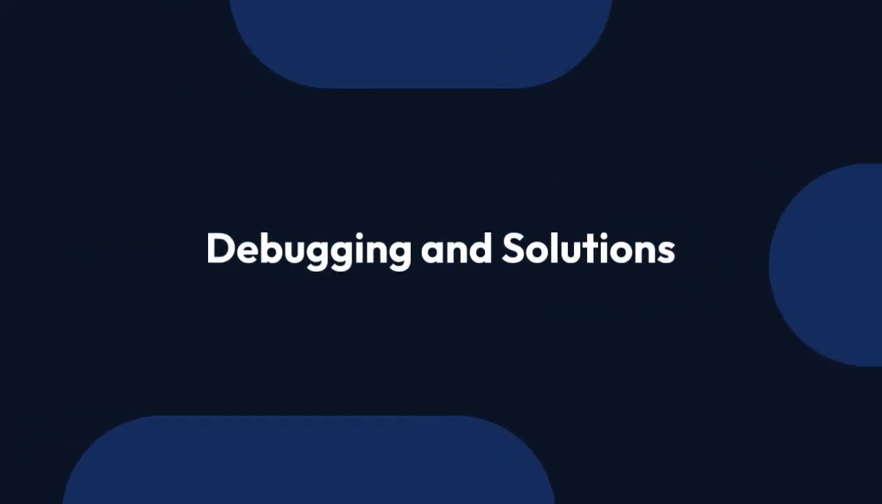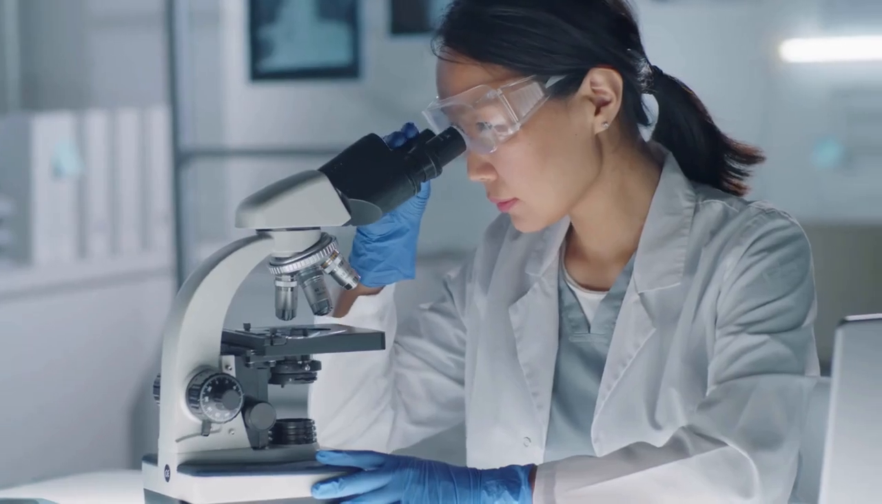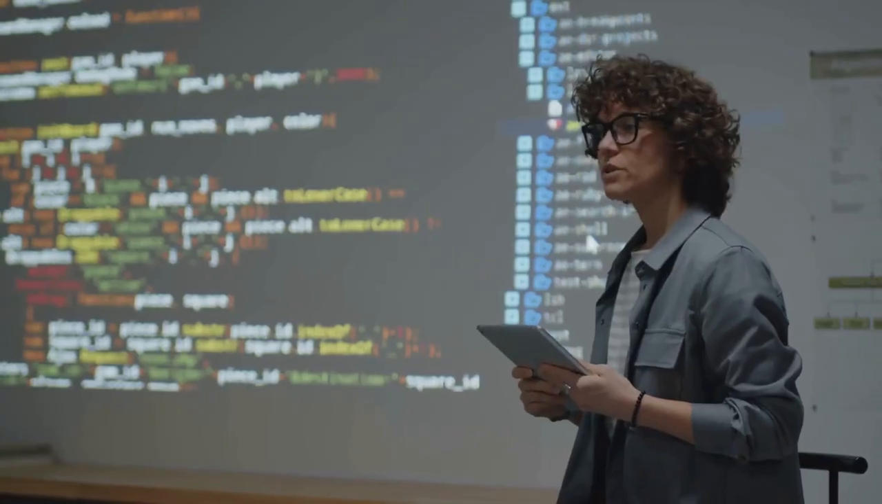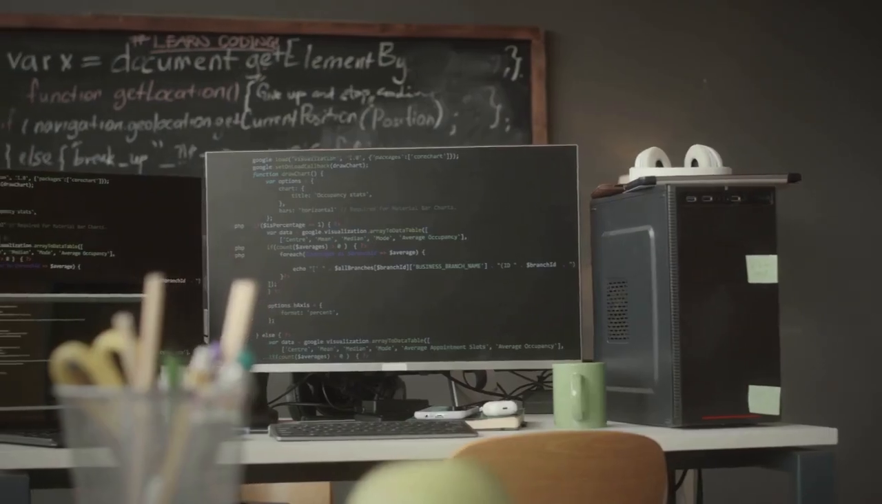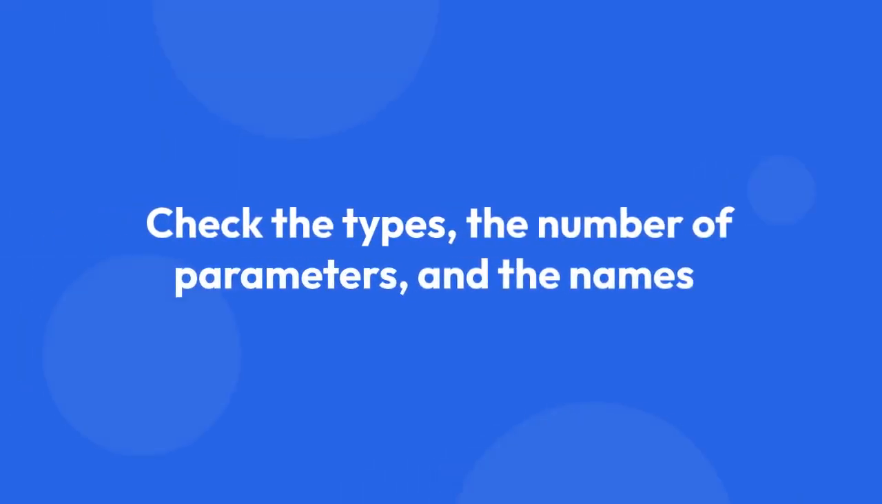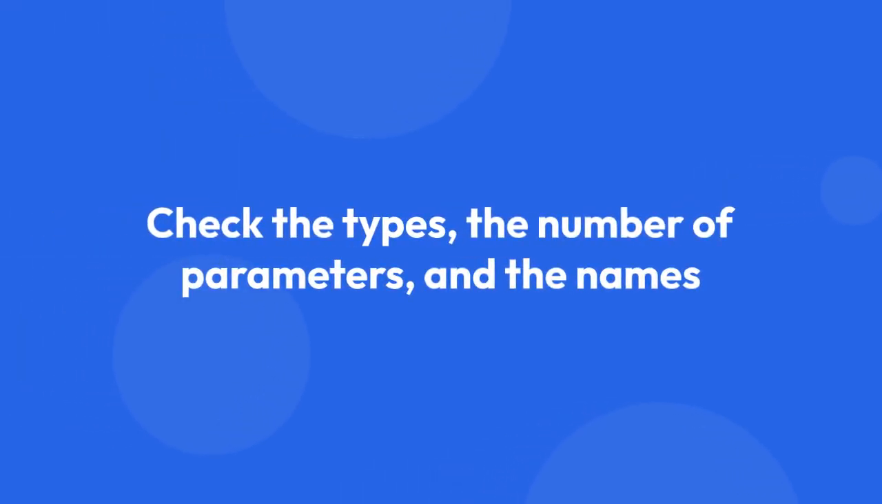4. Debugging and solutions. Carefully examine the error message. It'll list the constructor parameters your object needs and what your fixture is supplying. Check the types, the number of parameters, and the names if you're using named parameters.